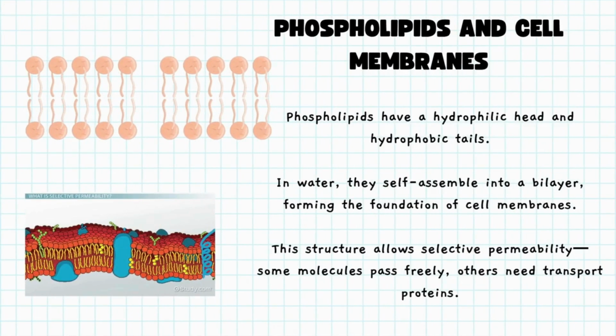Phospholipids are special lipids with a water-loving head and water-hating tails. In water, they line up into a bilayer. That's the base of every cell membrane. It's selectively permeable, meaning some stuff moves through easily, and for other things, transport proteins help.